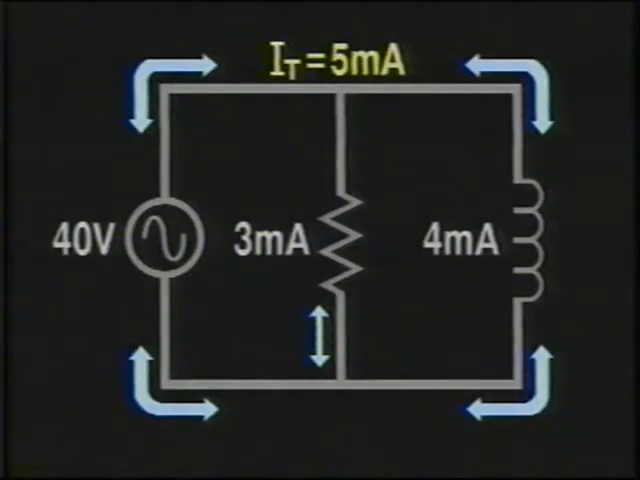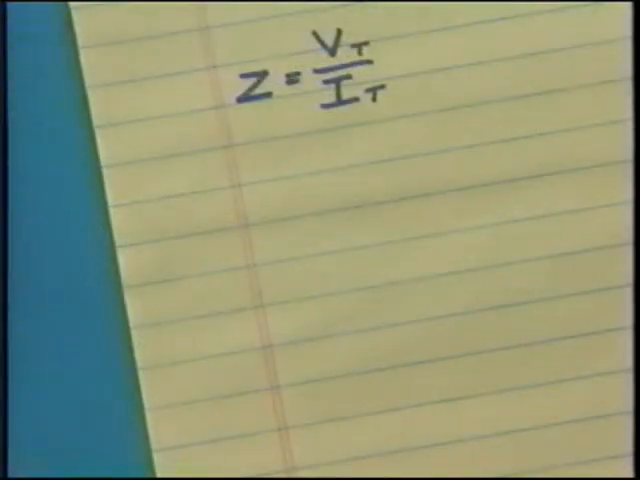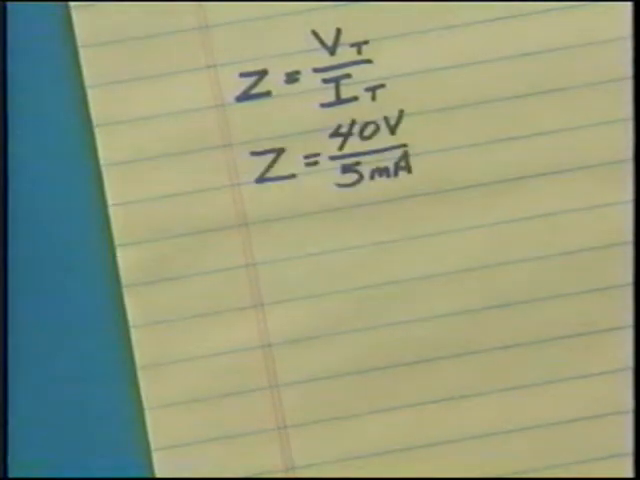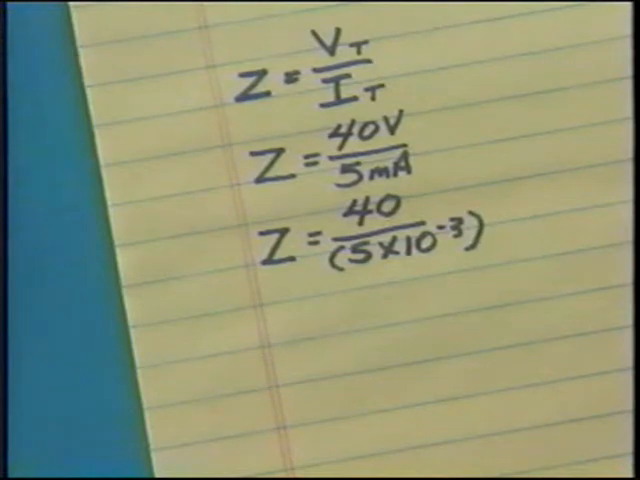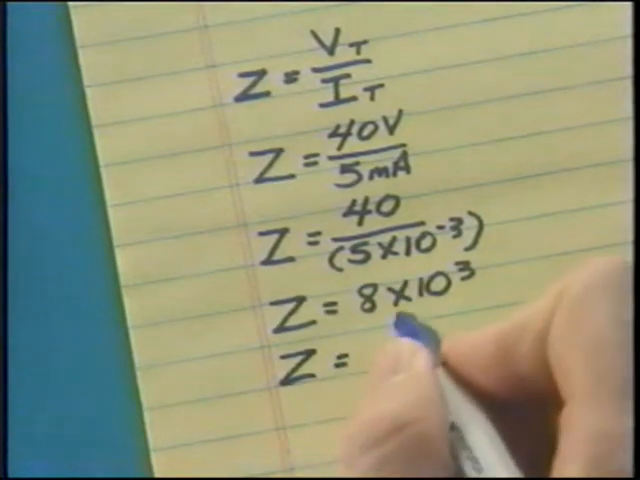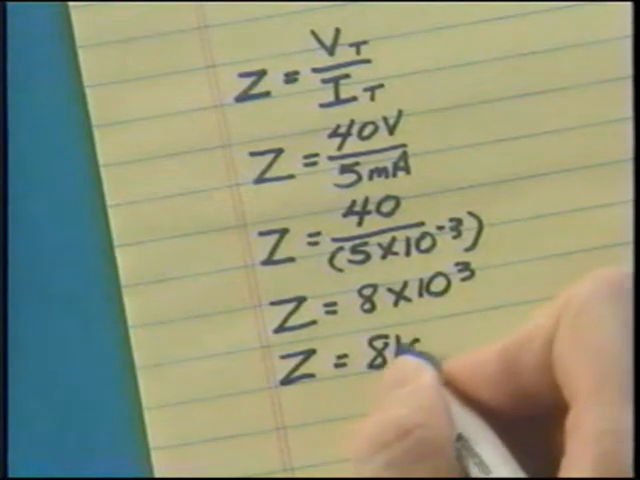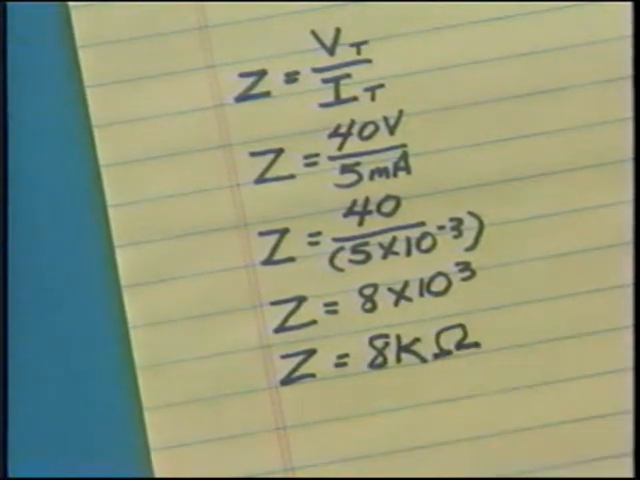Let's go back to the example with a 40-volt source and a total current of 5 milliamps. The circuit impedance, then, equals 40 volts divided by 5 milliamps, which becomes 40 divided by 5 times 10 to the minus third. This yields 8 times 10 to the third, or a circuit impedance of 8 kiloohms.